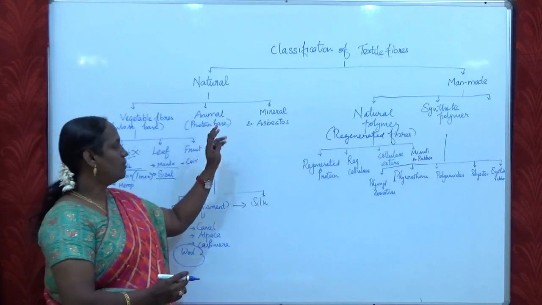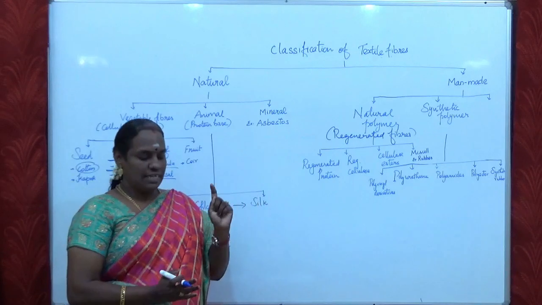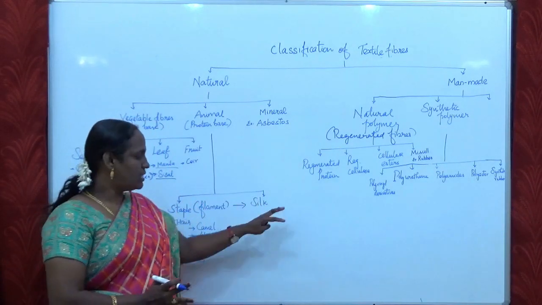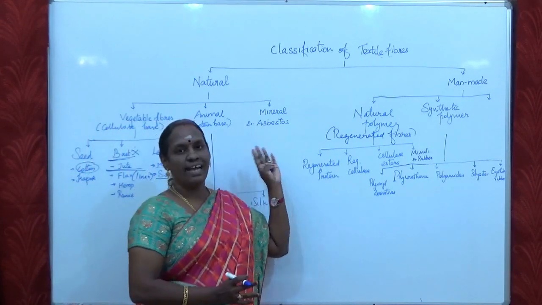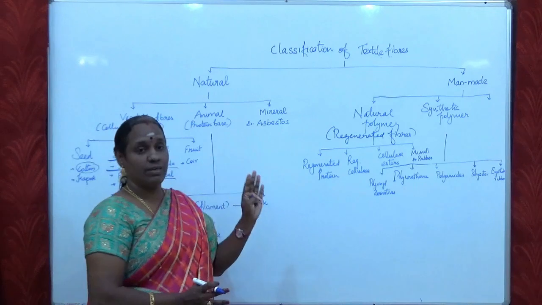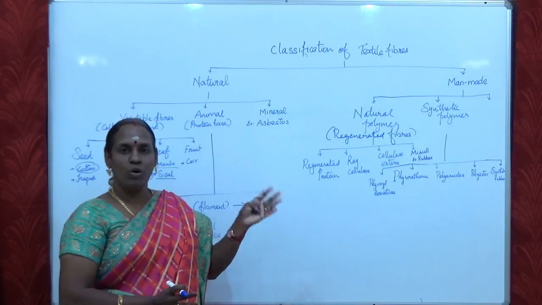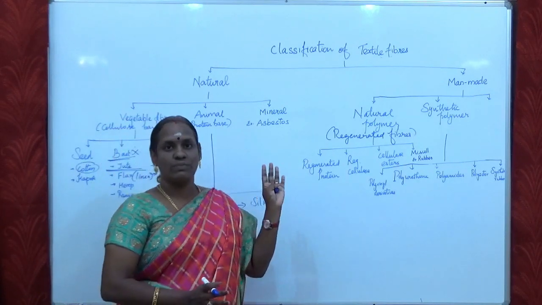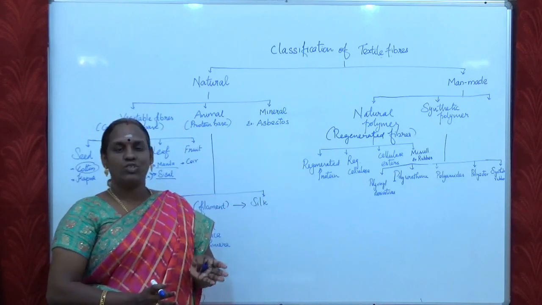So animal fibers are mainly obtained from skin, hair or insect secretion. Examples are wool and silk. Next, this is a minor category of natural fiber, because mineral fiber is not available nowadays. An example is asbestos. Mineral fibers are obtained from natural rocks.